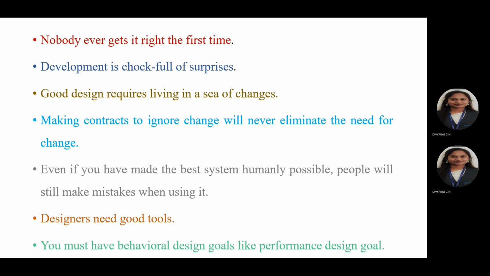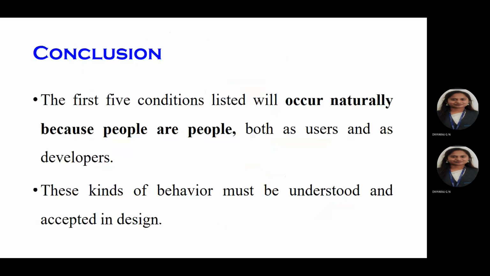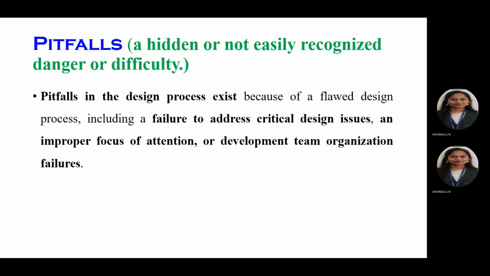Designers need good tools, and you must have behavioral design goals, like a performance design goal. Conclusion: the first 5 conditions listed will occur naturally because people are people, both as users and developers. These kinds of behaviors must be understood and accepted in design.